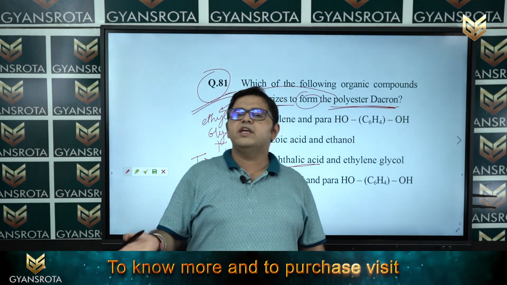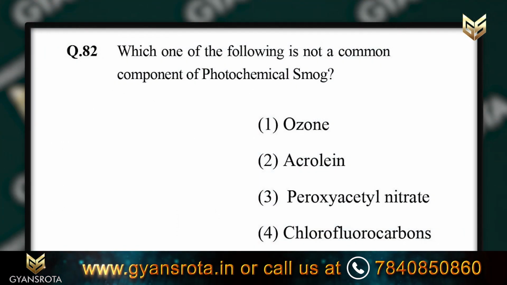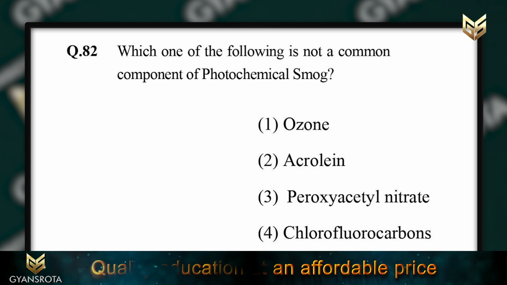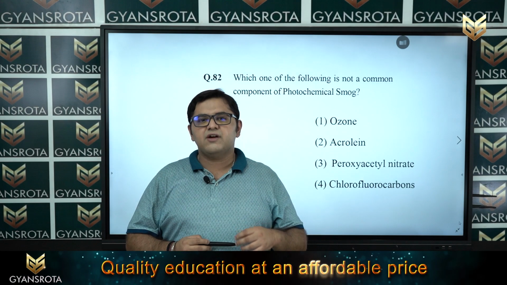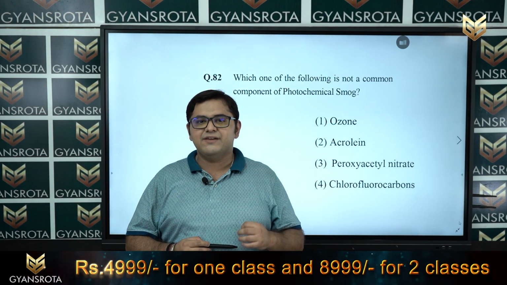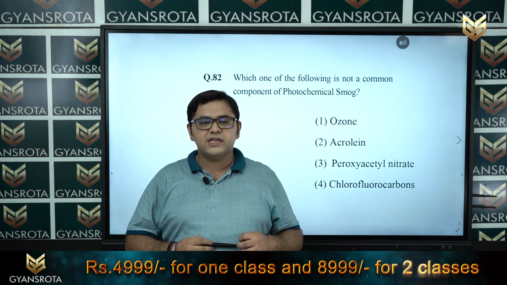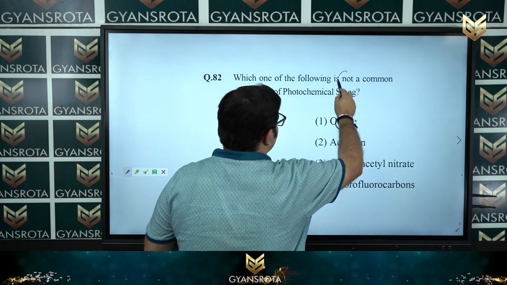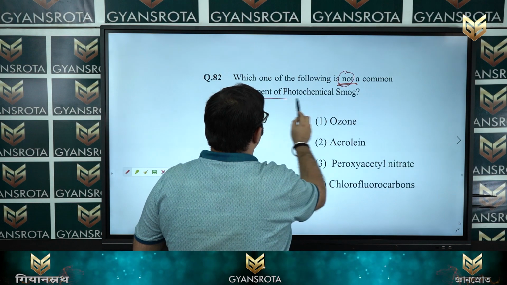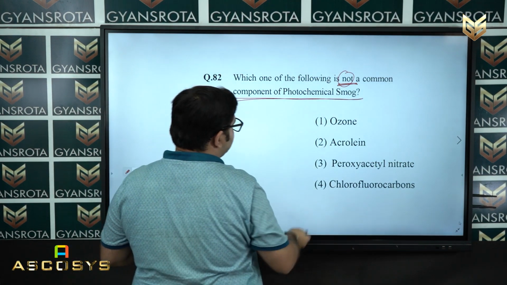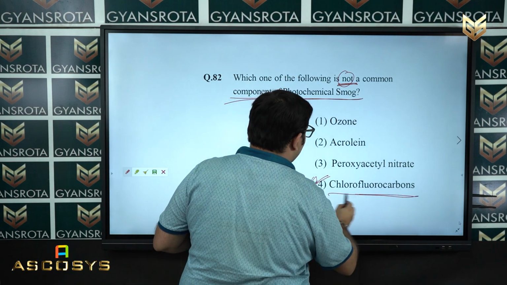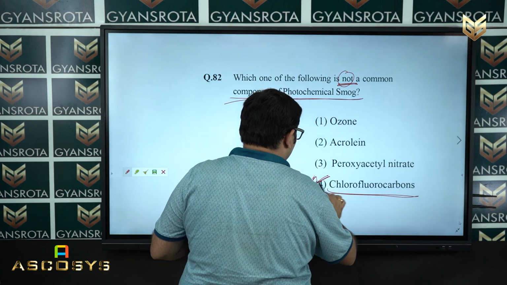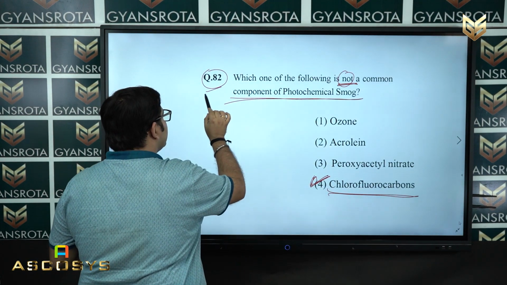So now we are moving to the next question, that is question number 82. Question number 82 is on your screen. Which one of the following is not a common component of a photochemical smog? This comes from the environmental chemistry of your class 11 NCERT. So now we are moving to the solution part, and the solution is very easy for this question. They ask which is not a common component of a photochemical smog. Now if you see option number 4, that is chlorofluorocarbon, it is not a component of photochemical smog. So option number 4 is the correct answer to your question number 82.